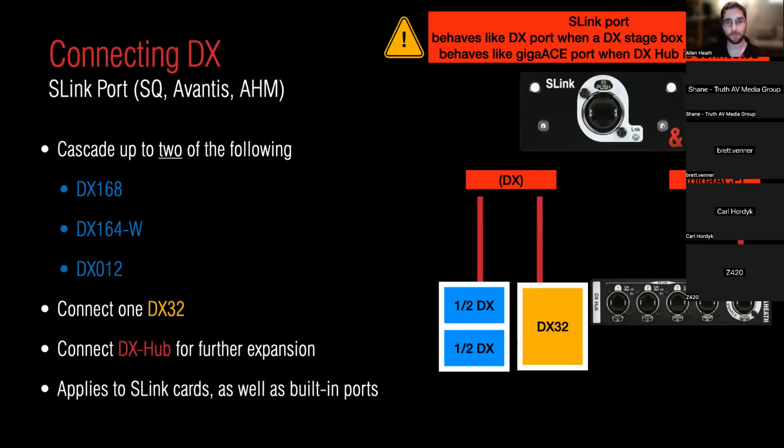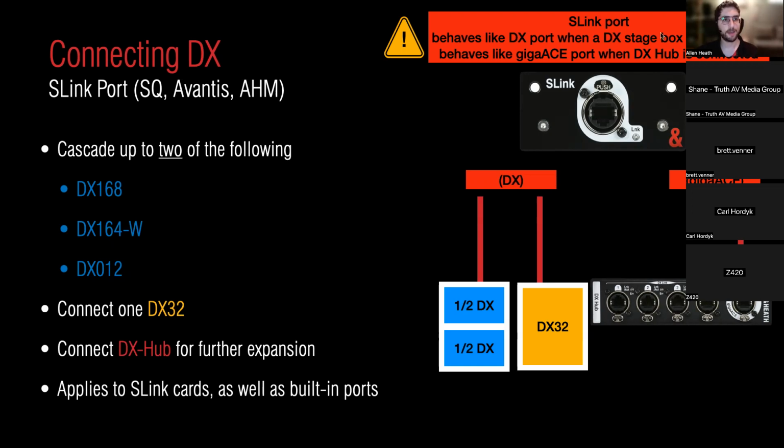So now we're going to get into SQ. So Dayton, here's what you were looking for. So on SQ, you have a built-in S-Link port, and the same on Avantis. And SQ also has a card slot where you can add an S-Link card, and AHM as well has a card slot for S-Link or an S-Link port on an AHM64.